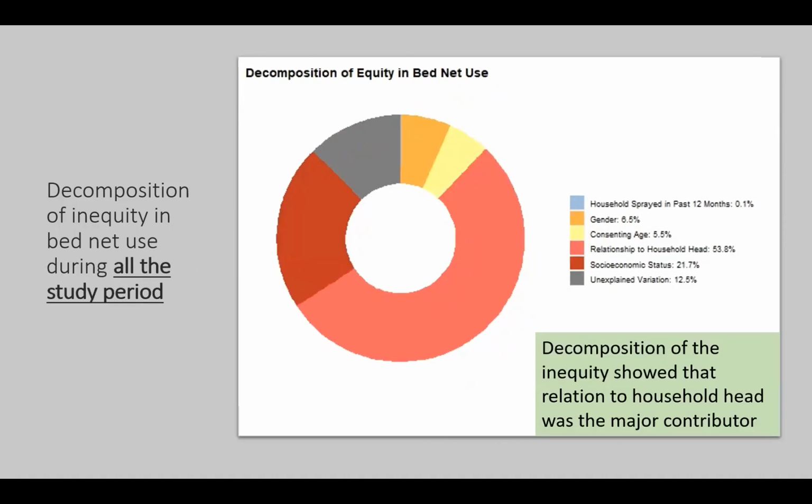When we combined all the study periods together, still the pattern did not change. It's still the relationship to the household head, contributing 53.8%, that was the major contributor to LLIN usage. This is work which we are putting together to submit. Hopefully before the year ends, we should have submitted this for publication.